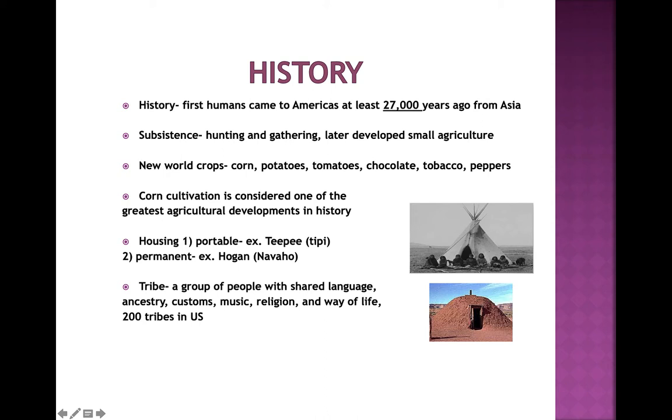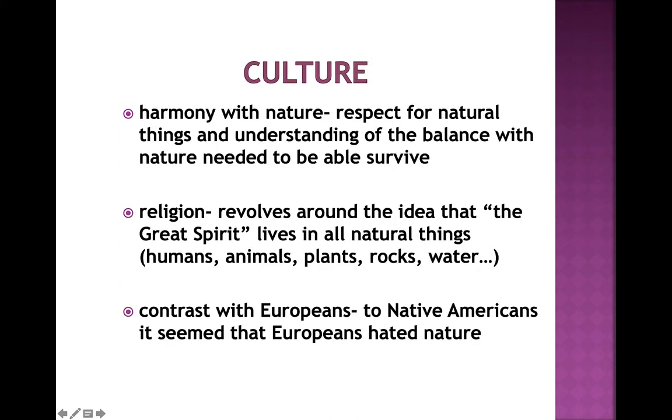A tribe is a group of people with shared language, ancestry, customs, music, religion, and way of life. And according to most anthropologists, there are at least 200 distinct tribes that lived and still live in the U.S. Native American culture largely revolves around the idea of maintaining harmony and balance with nature. So respect for natural things and understanding of the balance of nature is needed in order to be able to survive.